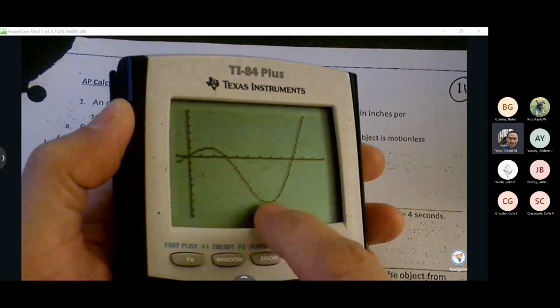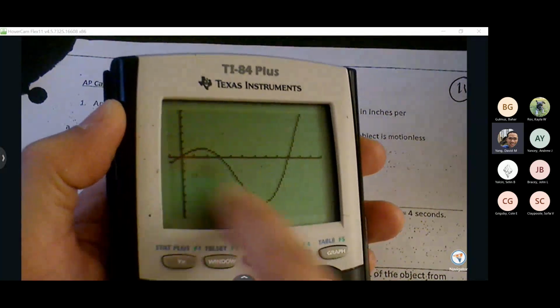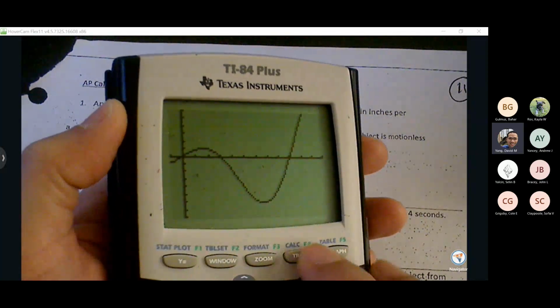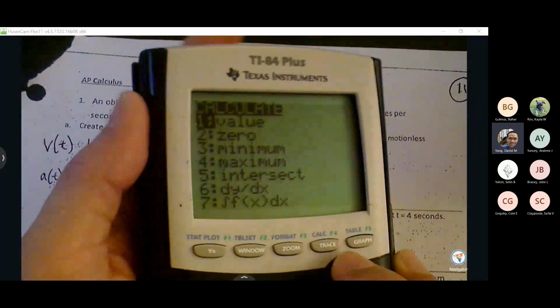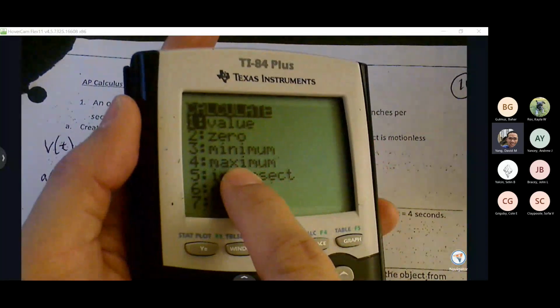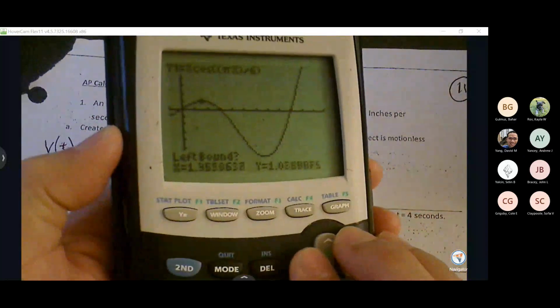Peaks and valleys, right? So the max and mids, right? The way we can get to those max and mids: if you're looking for a max, you can hit 4 and do the same thing that you did for the x-intercept.